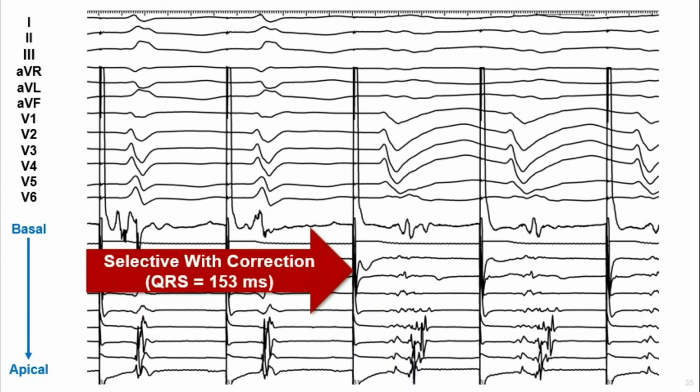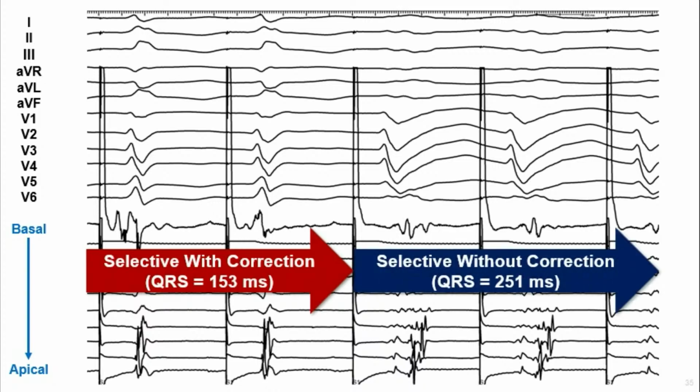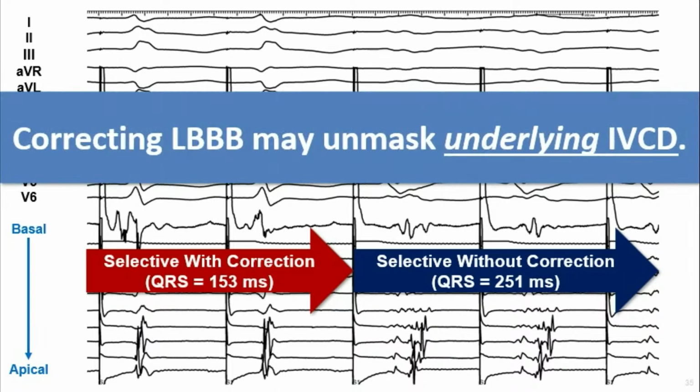There's selective QRS correction, and here's selective without correction, and yet there's residual delay of 153 milliseconds versus a normal QRS less than 120 milliseconds, which reflects underlying delay which is non-specific in nature. So this is a patient with mixed conduction block. Correcting left bundle branch block may unmask underlying IVCD, and indeed these patients may uniquely benefit from a hybrid strategy of conduction system pacing integrated with biventricular pacing.